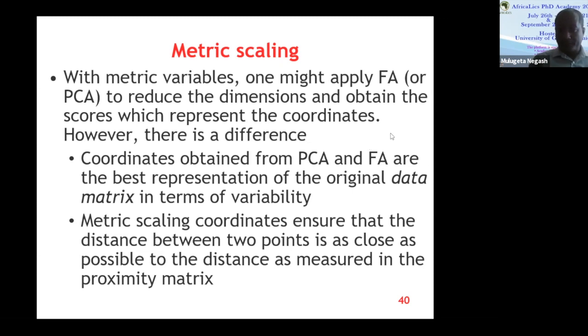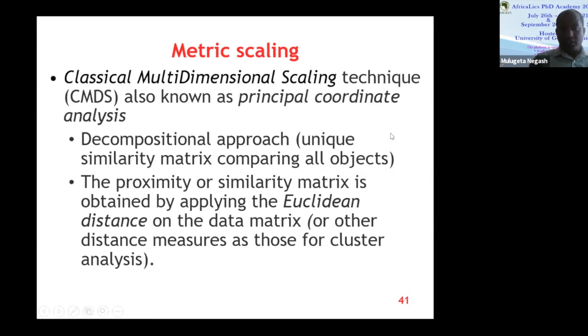And the other issue is the classical multidimensional scaling technique. Actually, I am presenting this not as a statistician, I am presenting as a user of statistics, as a consumer of statistics.